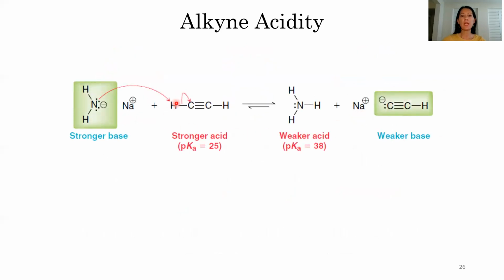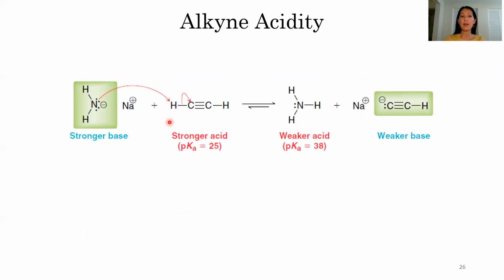So to deprotonate this H of an alkyne, you do need a strong base still. It's not super stabilized by resonance or other factors. So a strong base, for example, would be sodium amide. That could deprotonate this H and give this acetylide product.